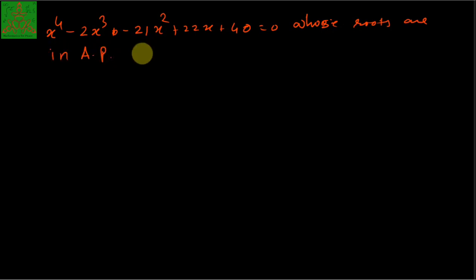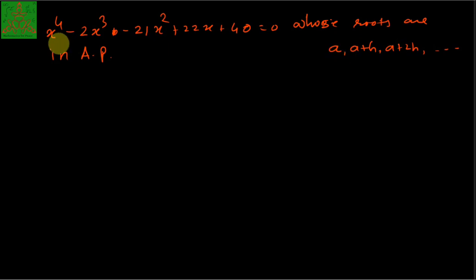Let's take another example. Suppose given that x power 4 minus 2x cube minus 221x square plus 22x plus 40 equal to 0, whose roots are in AP. AP means arithmetic progression. So given that the roots of this polynomial are in arithmetic progression, we have to solve this polynomial. So we know that first of all the definition of arithmetic progression is a, a plus h, a plus 2h. So the difference of two terms is a constant.